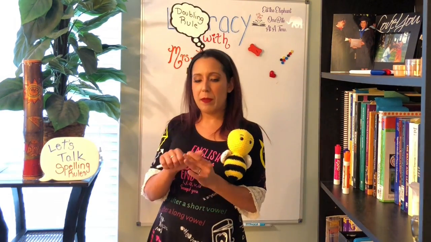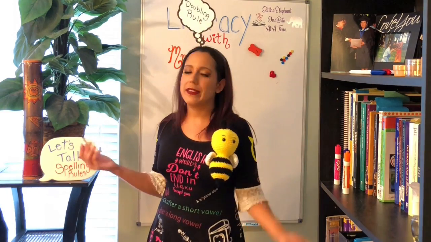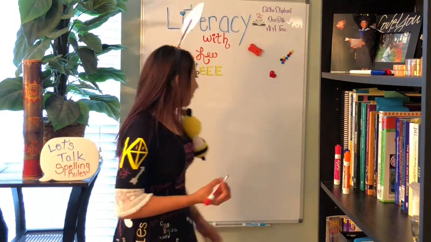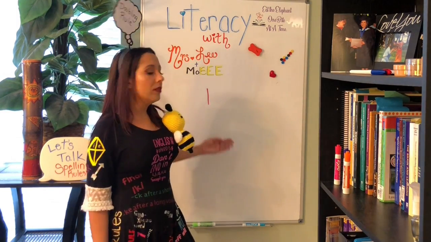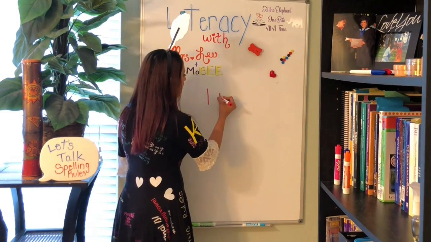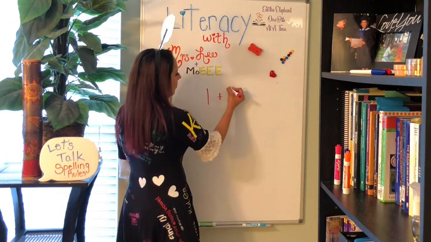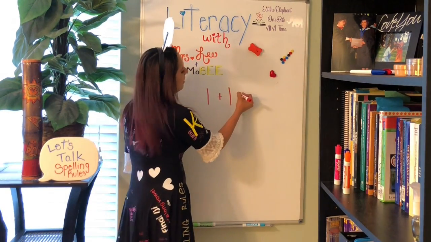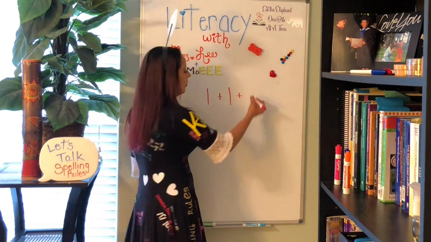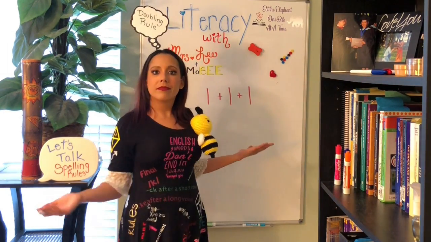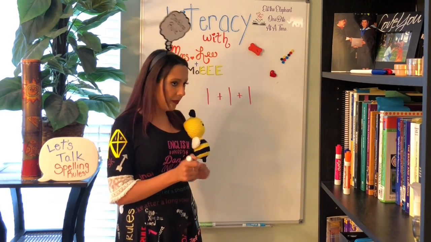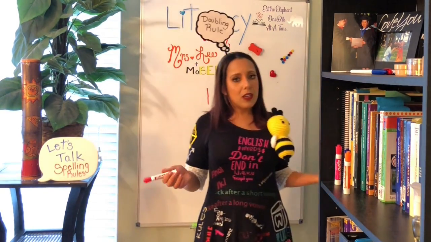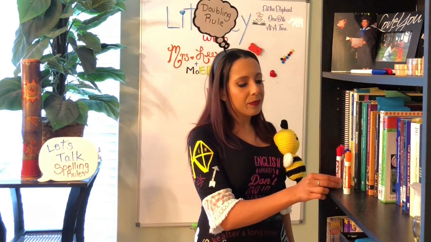You just have to remember three things. Easy. One plus one plus one. That is all you need to remember with the doubling rule. I'm going to tell you what they each stand for.